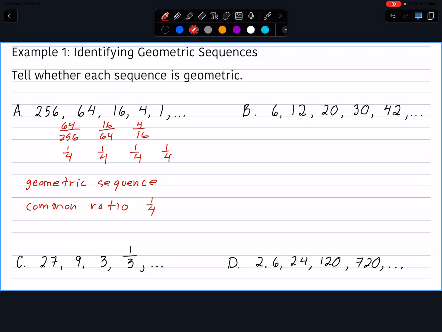So for this next one, take the second term, divide it by the first. I get 12 divided by 6, which I think you'd agree is 2. I take the next two consecutive terms. So I take 20 divided by 12. That's clearly not 2. Conclusion, not a geometric sequence.